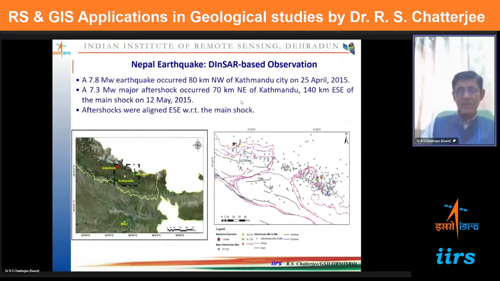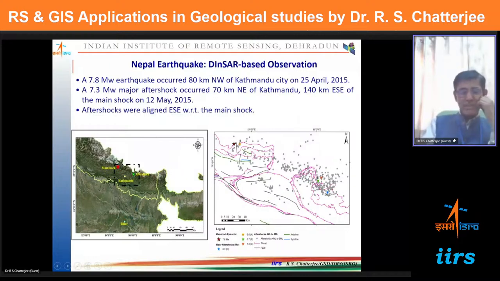Now coming to these earthquake studies. Just a few years back, there was the Nepal earthquake. A major earthquake of 7.8 magnitude occurred, and you know, there were many casualties, around 9,000 plus. The first major shock had a magnitude of 7.8, and there were multiple aftershocks, with one of the major aftershocks having a magnitude of 7.3. That occurred here in Kodari. This is the main shock, and this is the aftershock.